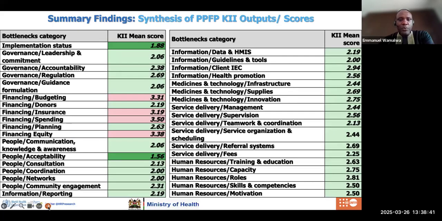These are just the output scores for PPFP. The scale is the same as what was mentioned. Dark red means a very important bottleneck. Red means an important bottleneck. Light green means a minor bottleneck, and dark green means not a bottleneck at all. The only dark greens were implementation status and people acceptability, but we did have bottlenecks, the light red, the red. That's finance and budgeting. You can see finance and insurance, finance and spending, finance and equity. So those came out as bottlenecks.